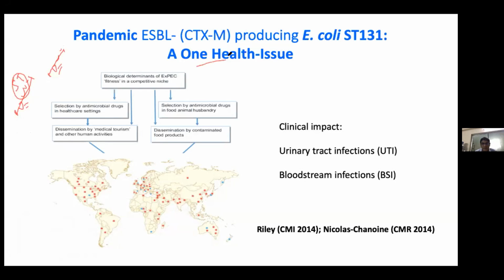So one health issue basically comprises organisms that circulate and are important from the environmental perspective as well as the human perspective. The selection of antimicrobial drugs in healthcare settings is making them antibiotic resistant. E. coli ST131, sequence type 131, is a threat to the community and even to animal health. Due to the indiscriminate use of drugs and antibiotics, they become resistant and are becoming a public health threat. They have a clinical impact: they can cause urinary tract infections and bloodstream infections.